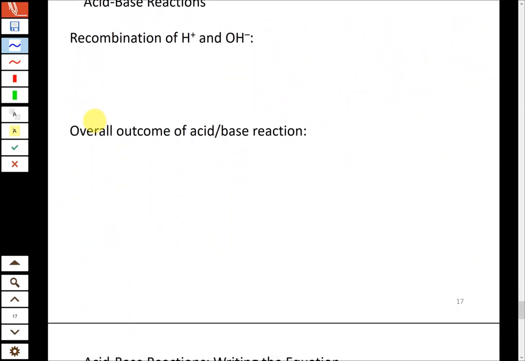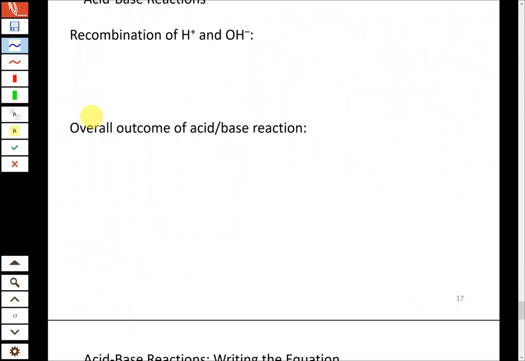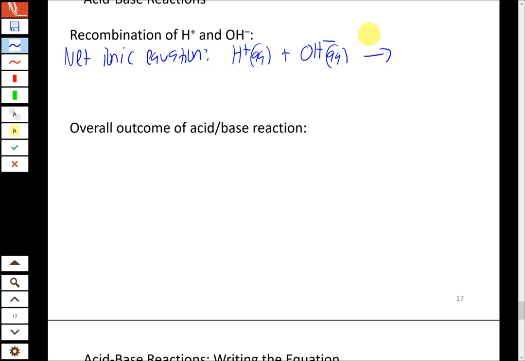So the net ionic equation for every acid-base reaction, particularly when it's a strong acid and a strong base, is going to be the same. The only time the net ionic equation is going to look a little bit different is if one of the acids or bases you're reacting is weak. But if it's a strong acid and a strong base, which is the most common we'll see in this course, the net ionic equation is just the H plus from the acid combining with the OH minus from the base. And you have H plus OH minus.